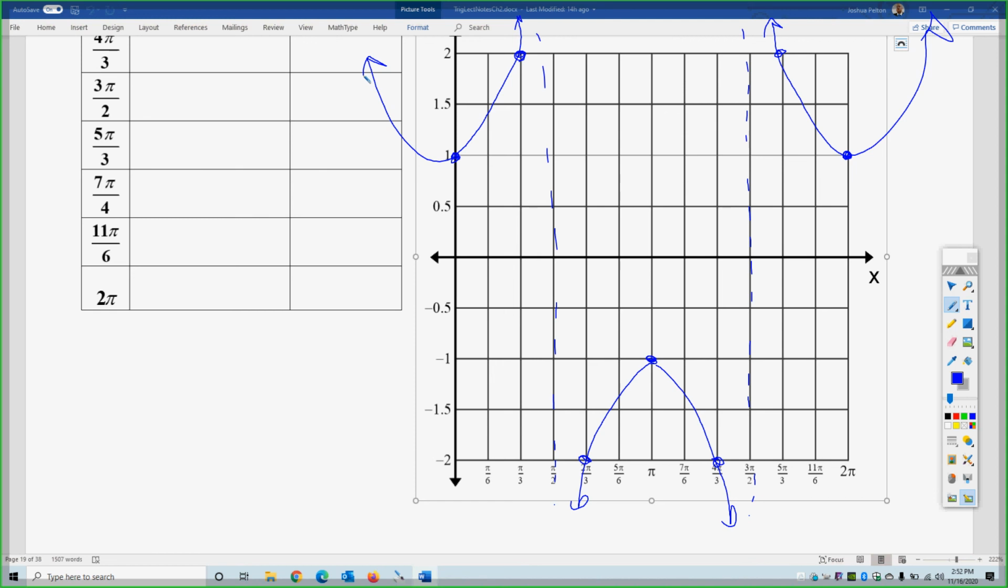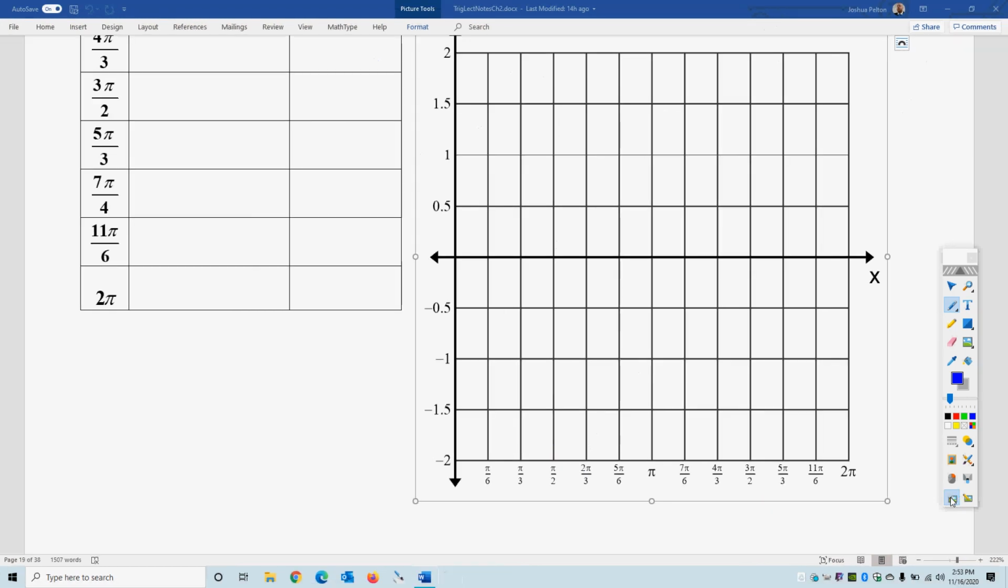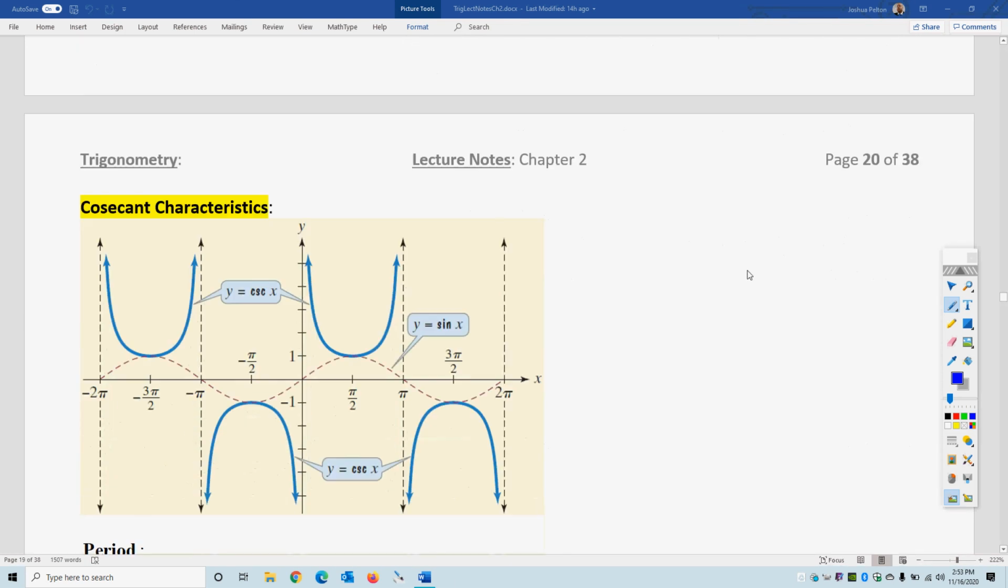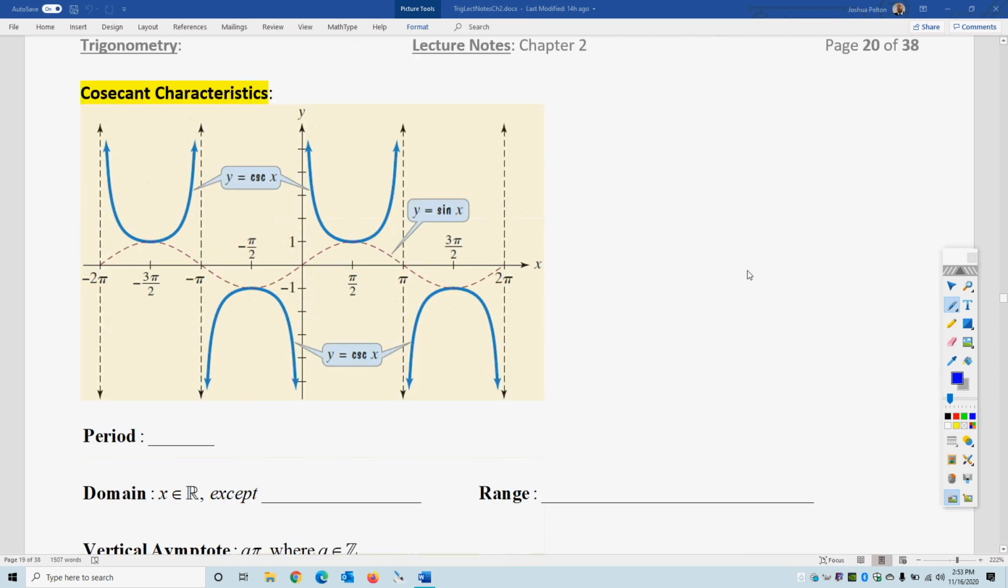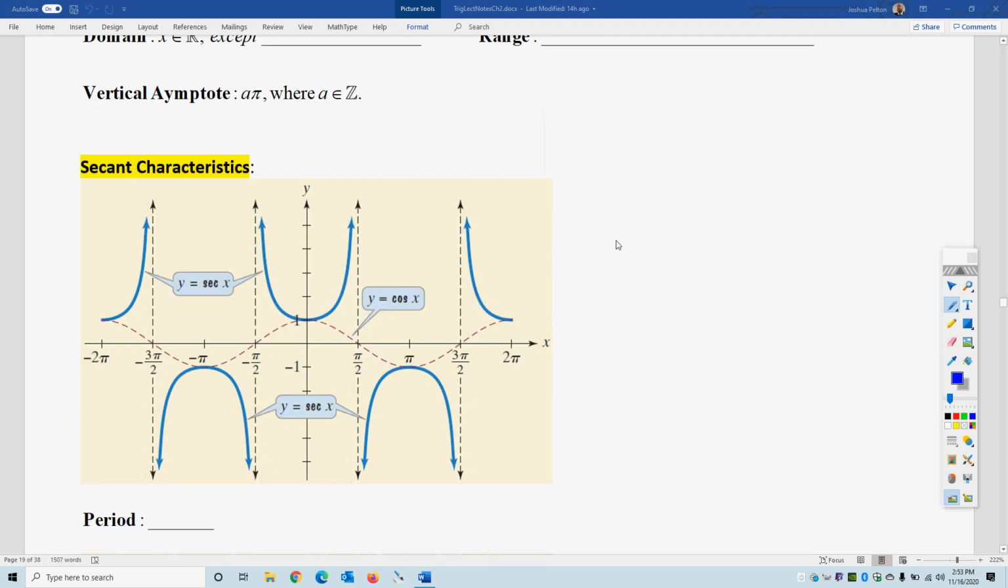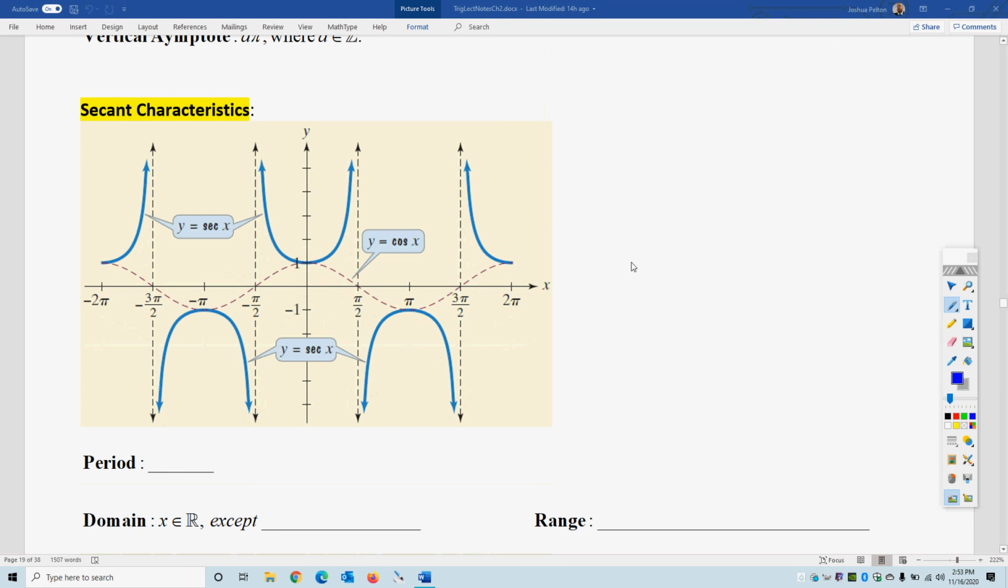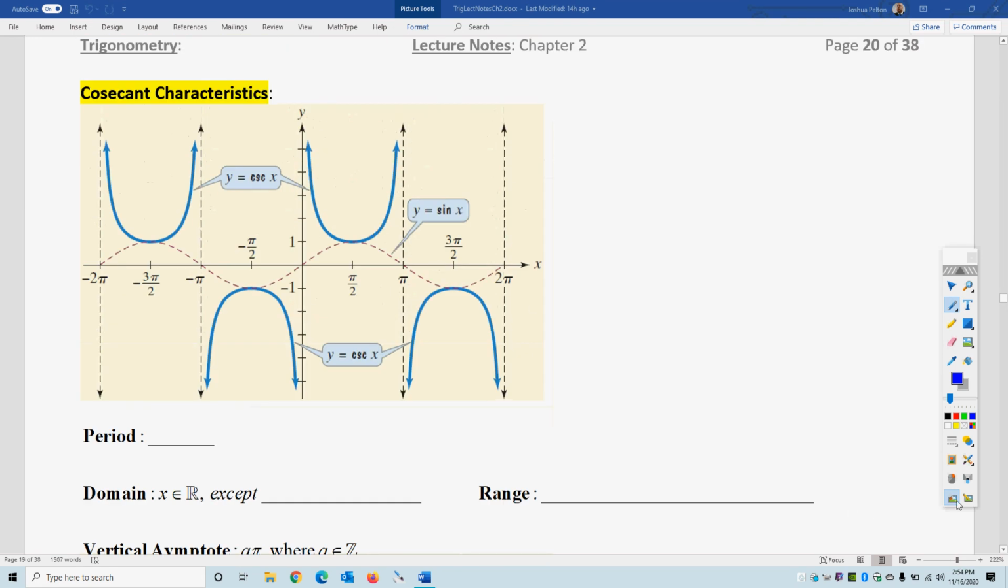So let's look at the overall characteristics now. In general, you can graph cosecant by using the sine graph. They follow the same pattern. So if you use the same rules for sine, you can get cosecant, and likewise, you can use the same rules for cosine to get secant. They follow the same.